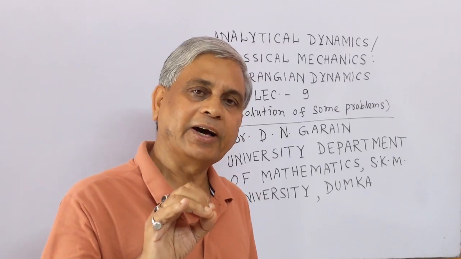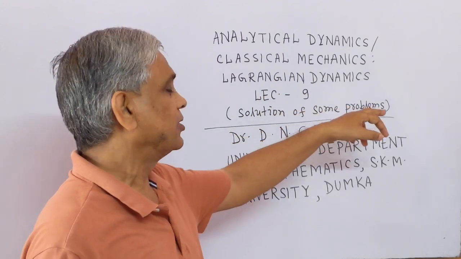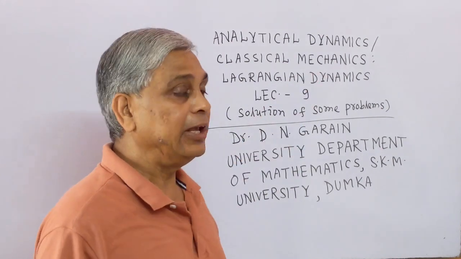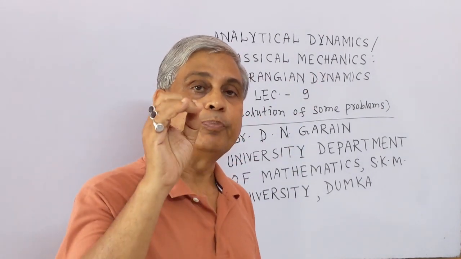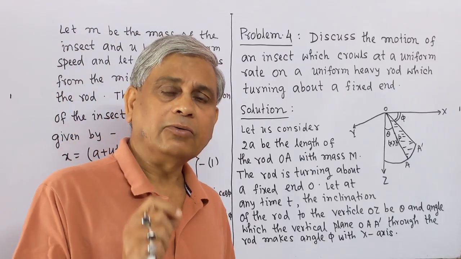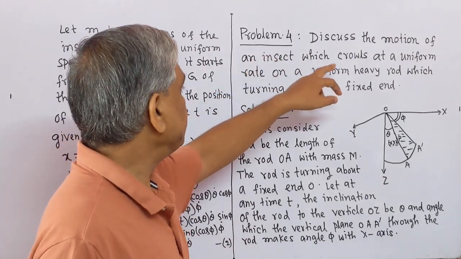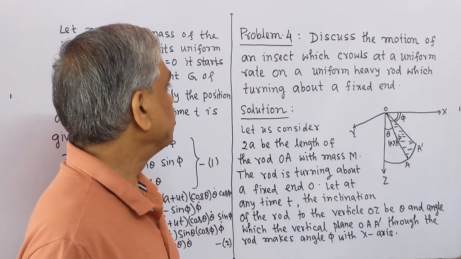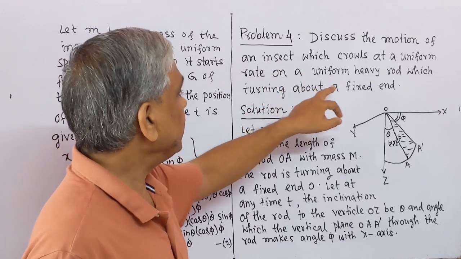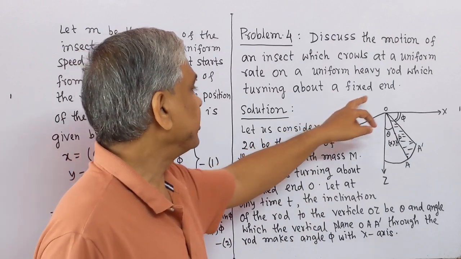Today I will deliver a lecture on analytical dynamics or classical mechanics, chapter Lagrangian dynamics, lecture number 9, in which I will solve some problems on Lagrangian dynamics. Now we solve a problem. The problem is: discuss the motion of an insect which travels at a uniform rate on a uniform heavy rod which is turning about a fixed end.